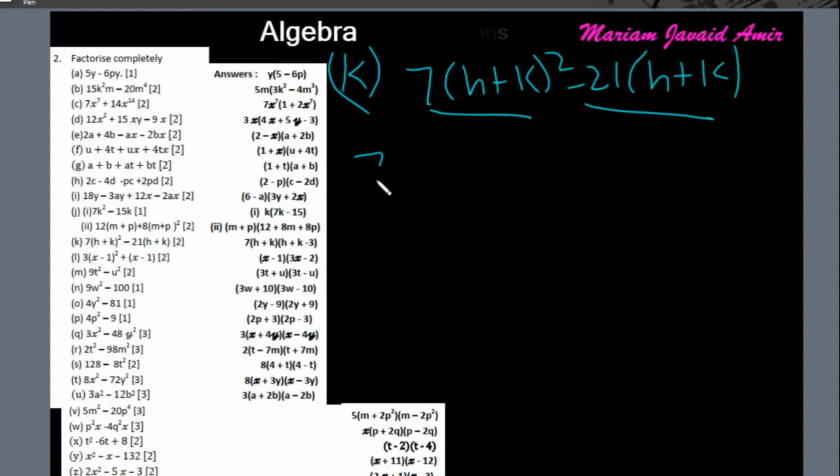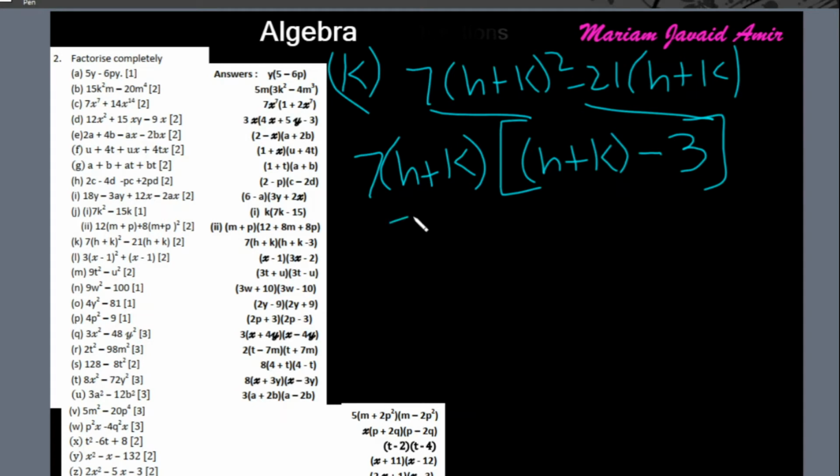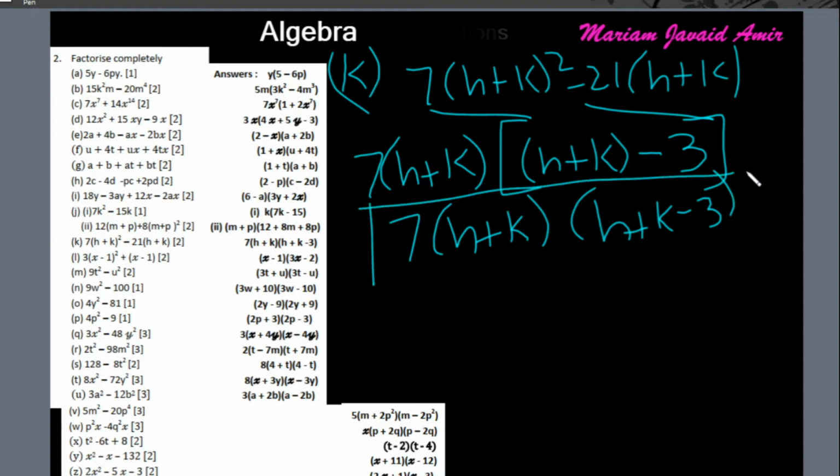We have 7 common and (h+k) common. So we're left with (h+k) minus 3. So we get 7(h+k) and then (h+k minus 3). Answer for part K.